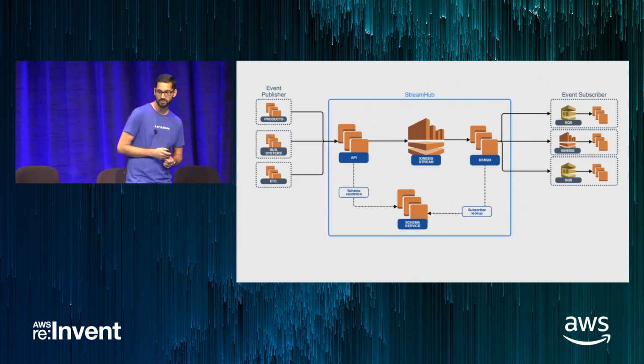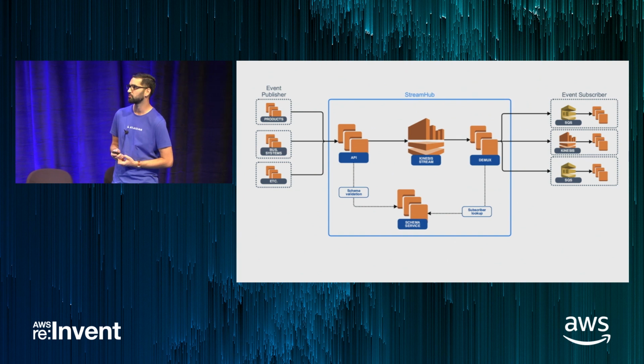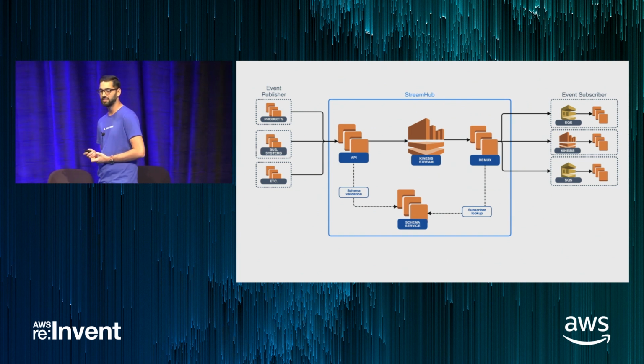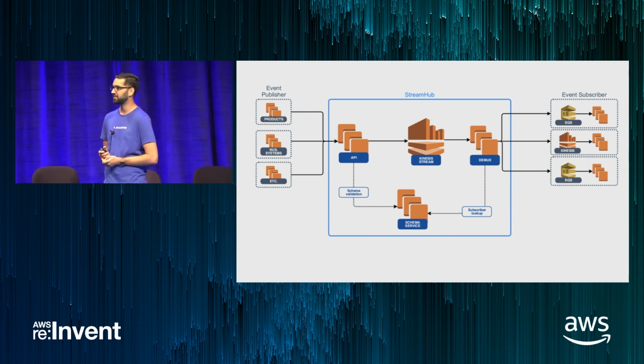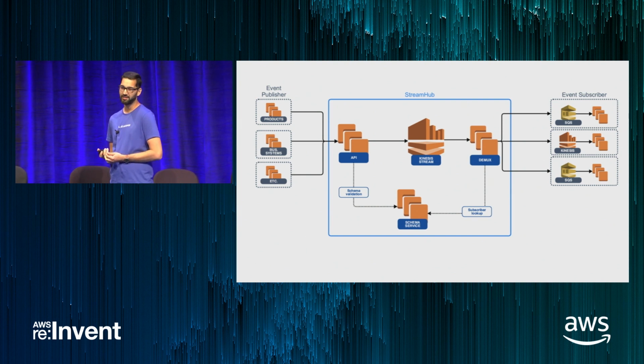So the StreamHub service maintains a contract with its publishers and subscribers. They try to maintain a 99.95% uptime SLA, which is less than 21.5 minutes of downtime per month.